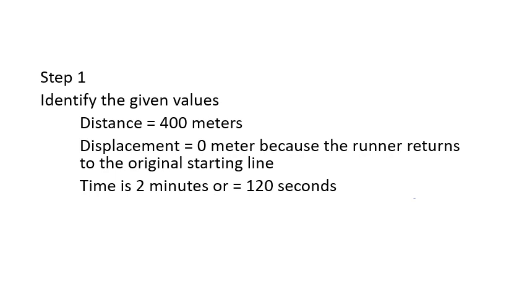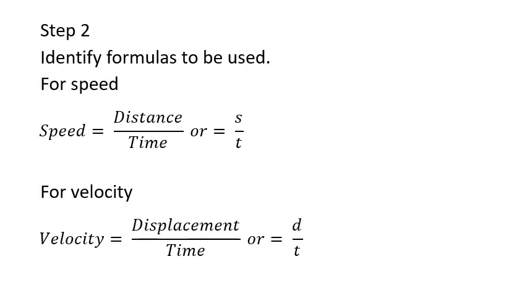This time, we will identify the given values. The distance of the racetrack is equivalent to 400 meters. The displacement of the runner is equal to 0 meter because the runner returns back to the original position or starting line. The time it takes for the runner to complete the oval is 2 minutes, and that is equal to 120 seconds. Next, we will identify the formulas to be used.